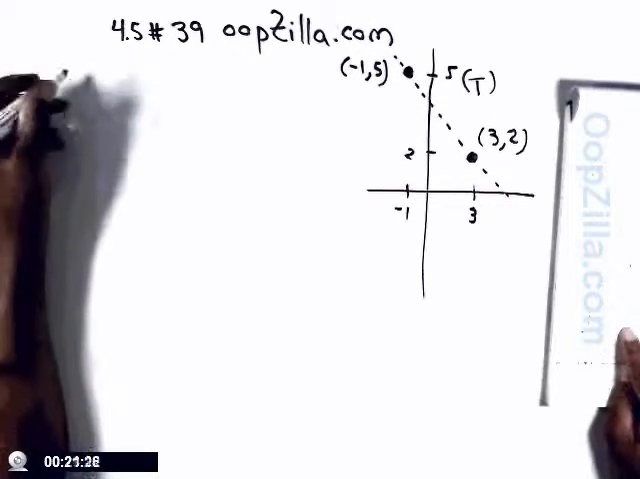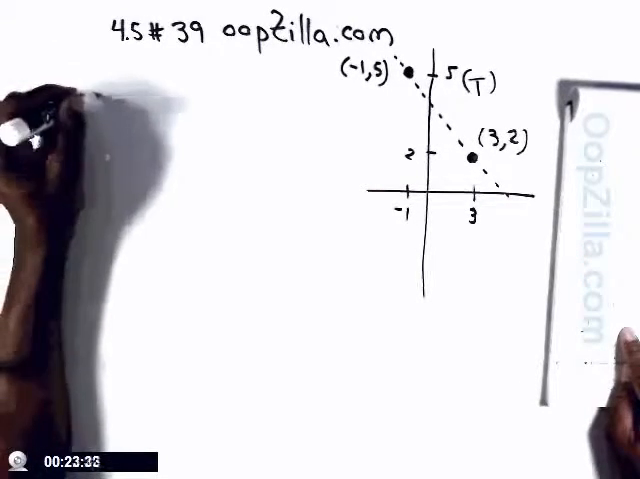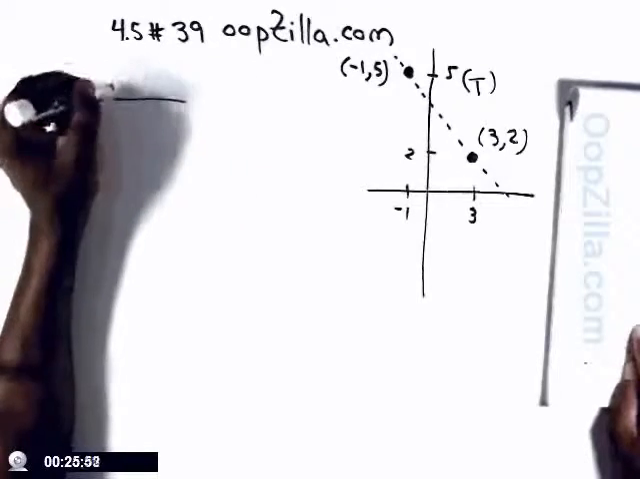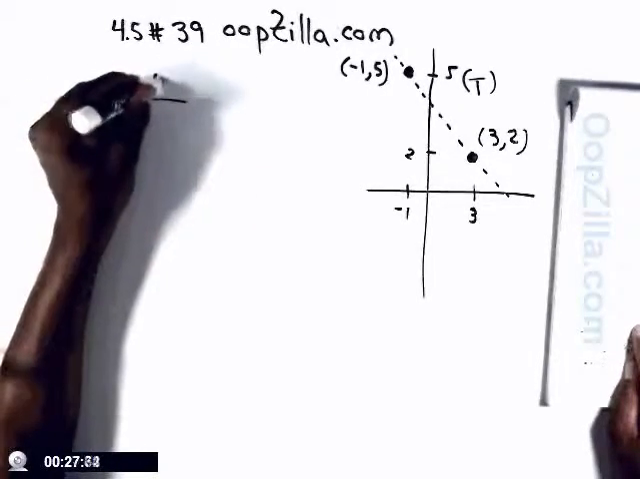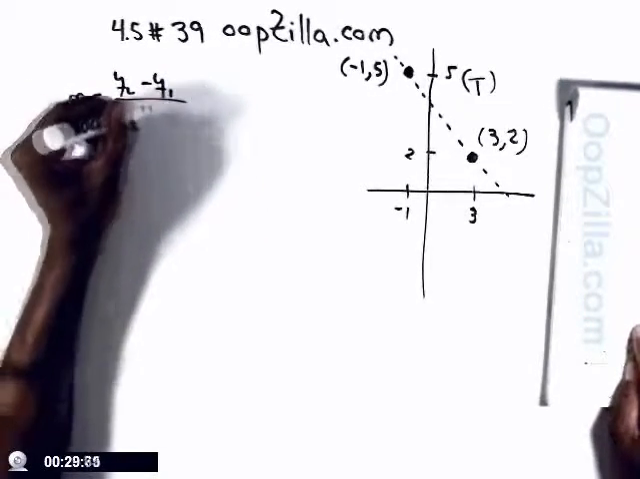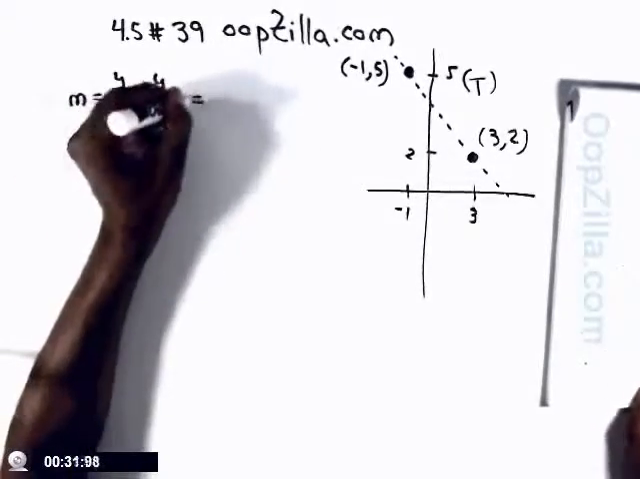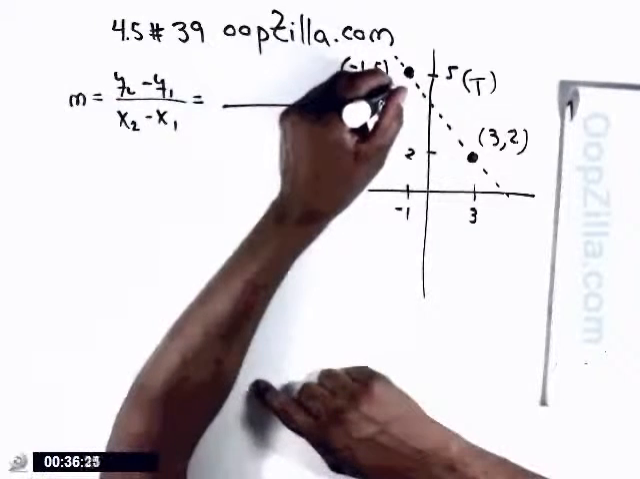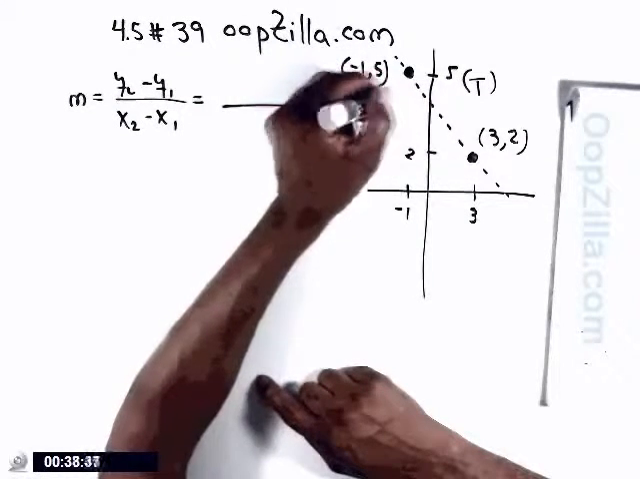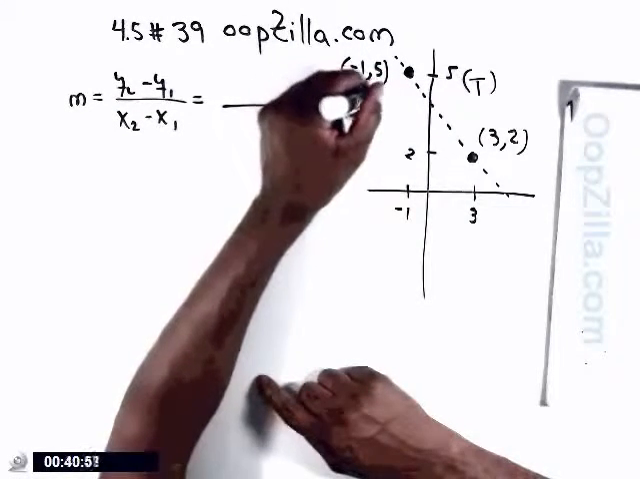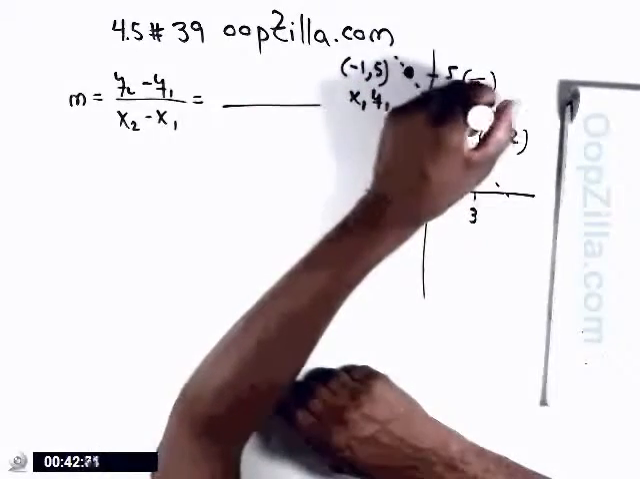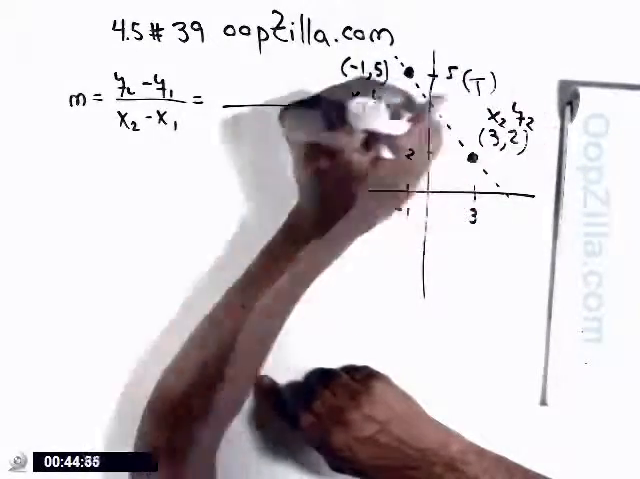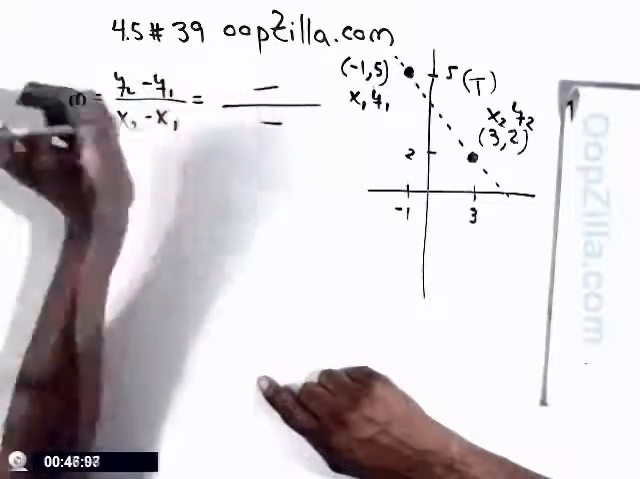What I want to do is use our slope equation. Say m is equal to y sub 2 minus y sub 1 over x sub 2 minus x sub 1. Now the question is, what are these values? Well, right here, let's start here and call this x sub 1, y sub 1. And let's call this x sub 2, y sub 2 over here. So let's fill in our pieces.